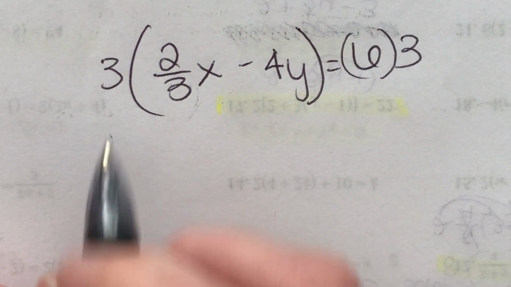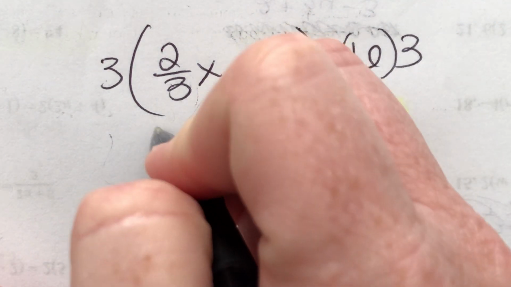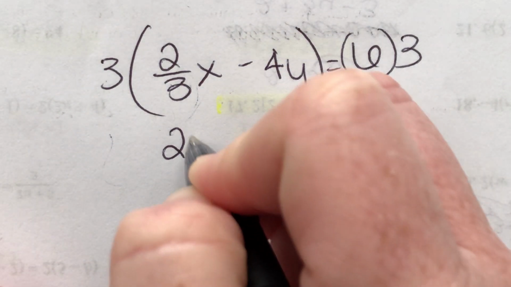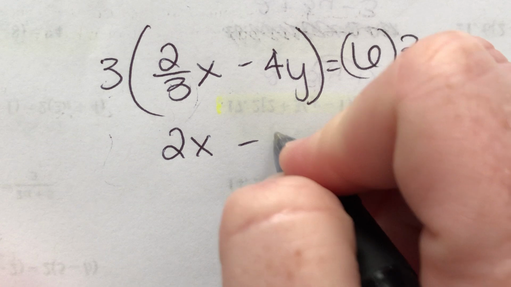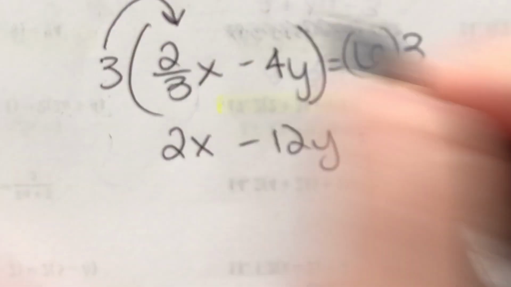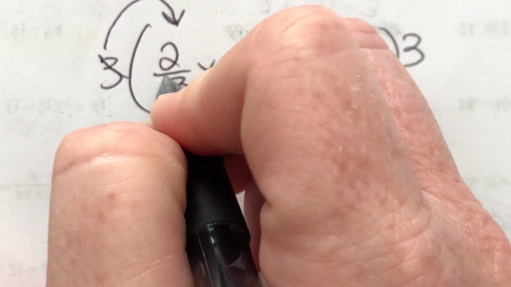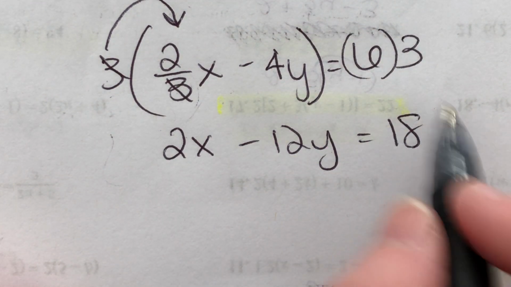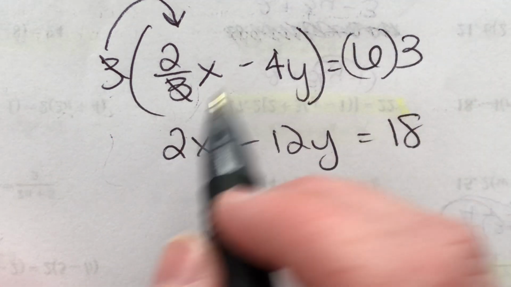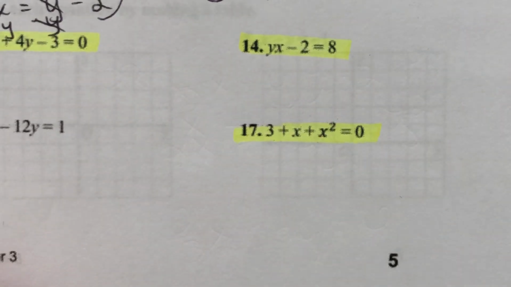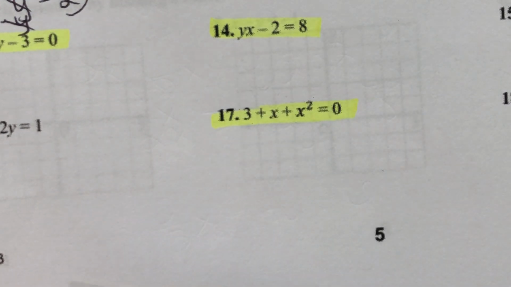Same thing over here. 3 times 2/3 would be 6/3, which is just 2. 3 times 4y is 12y, and 3 times 6 is 18. When you multiply 3 times 2/3, the top and the bottom just cancel and you're left with the top. Right, so now this is the same thing as this, but I just don't have a fraction in front now. Okay, hopefully that makes sense. All right, so up here we have x minus 2y equals -4.